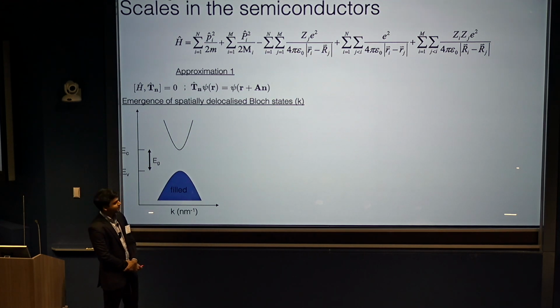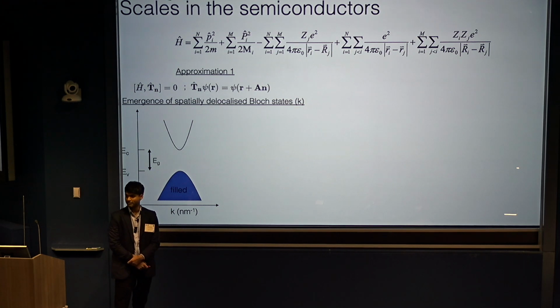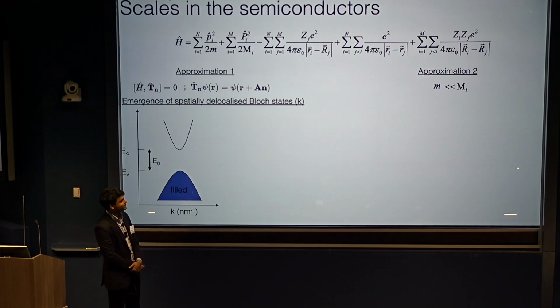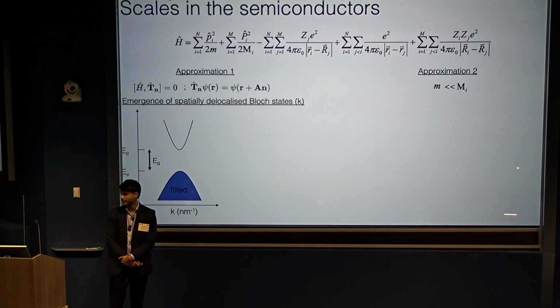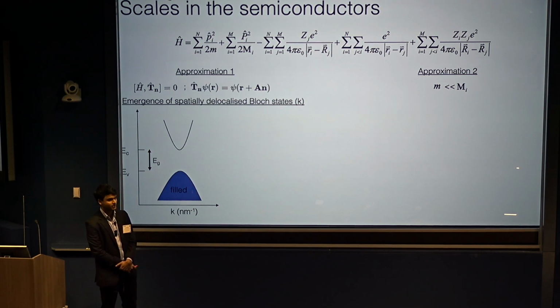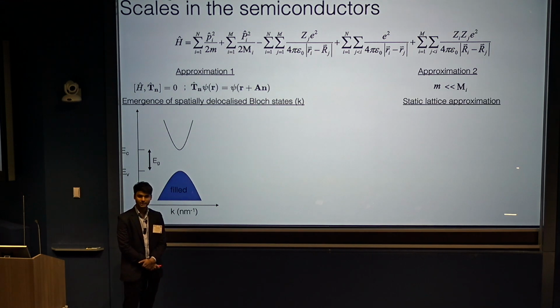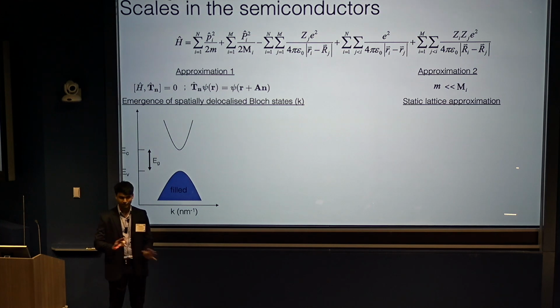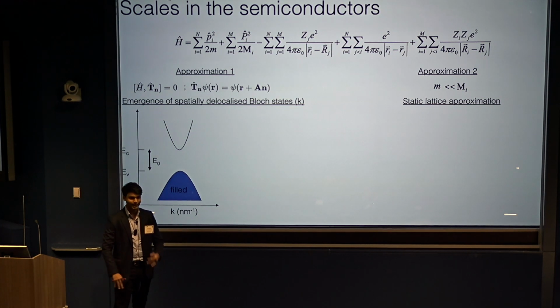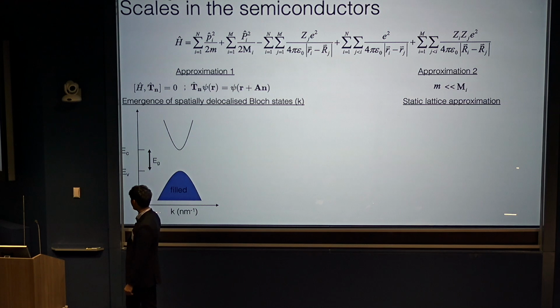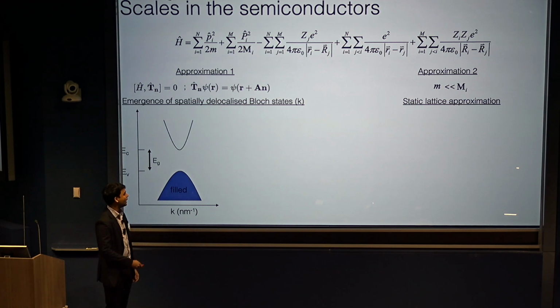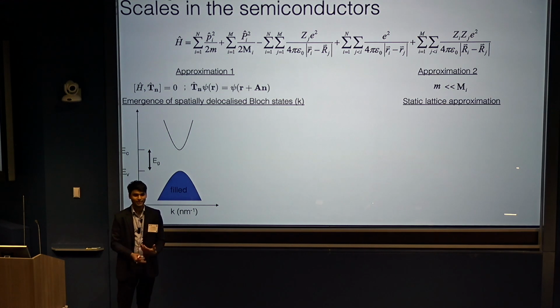The second key approximation that we make when trying to make progress on, forget solving this problem, but even thinking about it, is the approximation that the electron masses are much smaller than the ion masses. Right? So this allows us to essentially push the energy scales of ionic motion down to 0 and approximate the lattices to be static. So the simplest version of condensed matter crystal physics is that you've got a static lattice and the electrons are frozen, and there's massive translation invariance that leads to Bloch states and essentially delocalized eigenstates for the Hamiltonian.